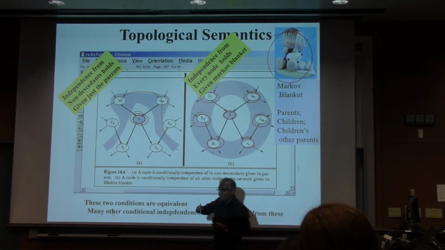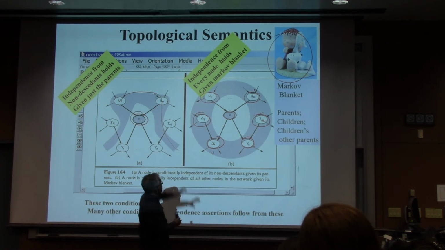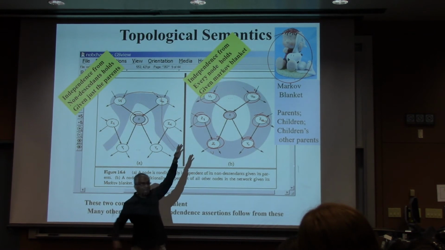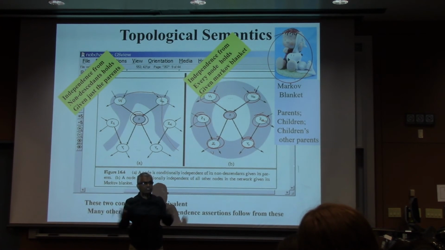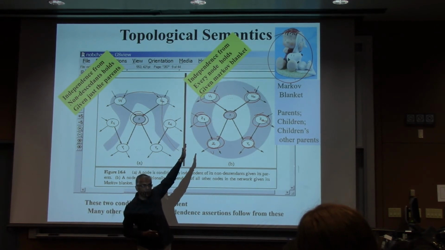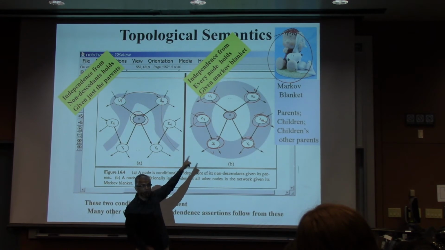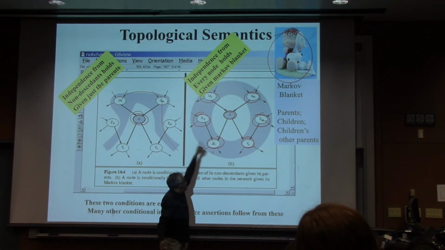It's extremely useful. Everything else, outside of this blanket, this network can be a million nodes. And the probabilistic influence of those million nodes on X is the same as the influence on X by just its Markov blanket.